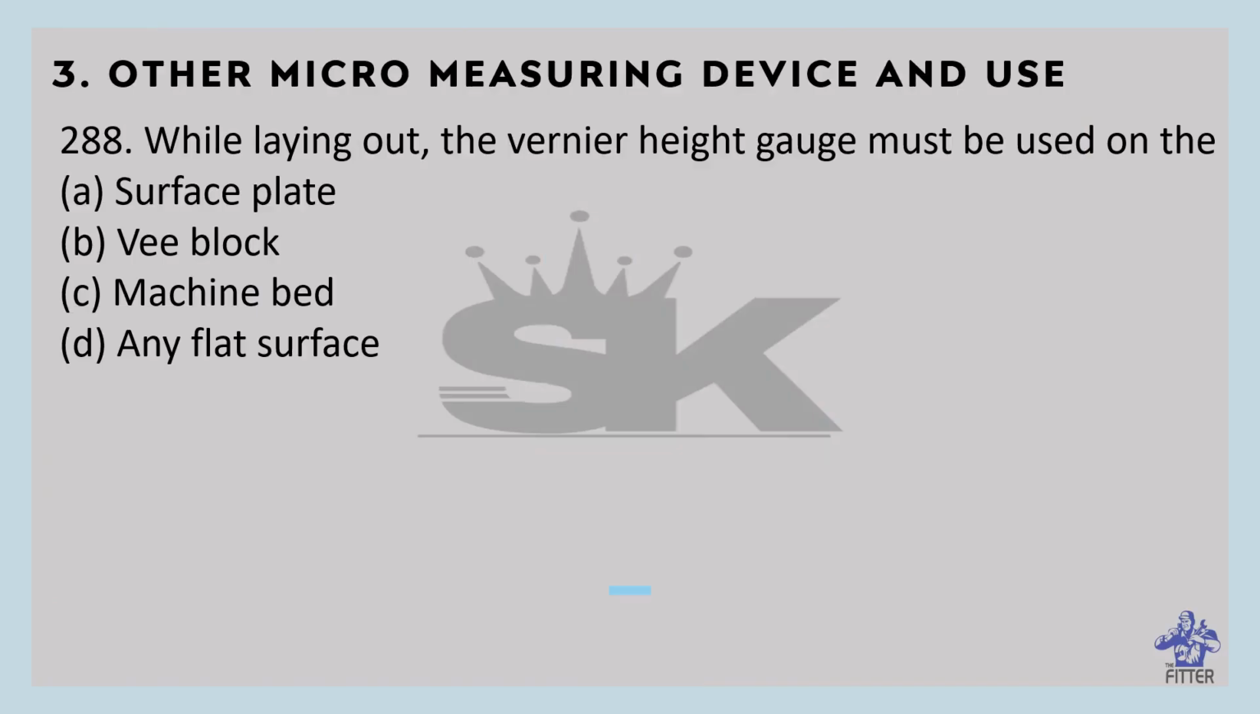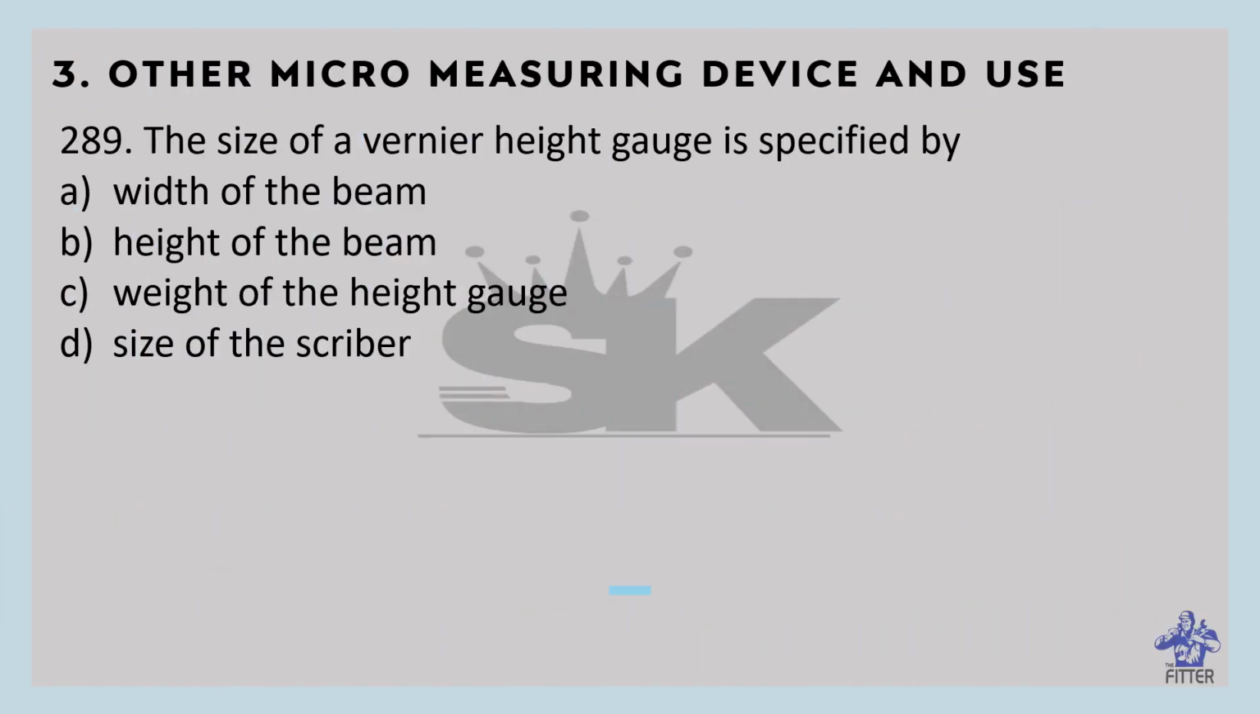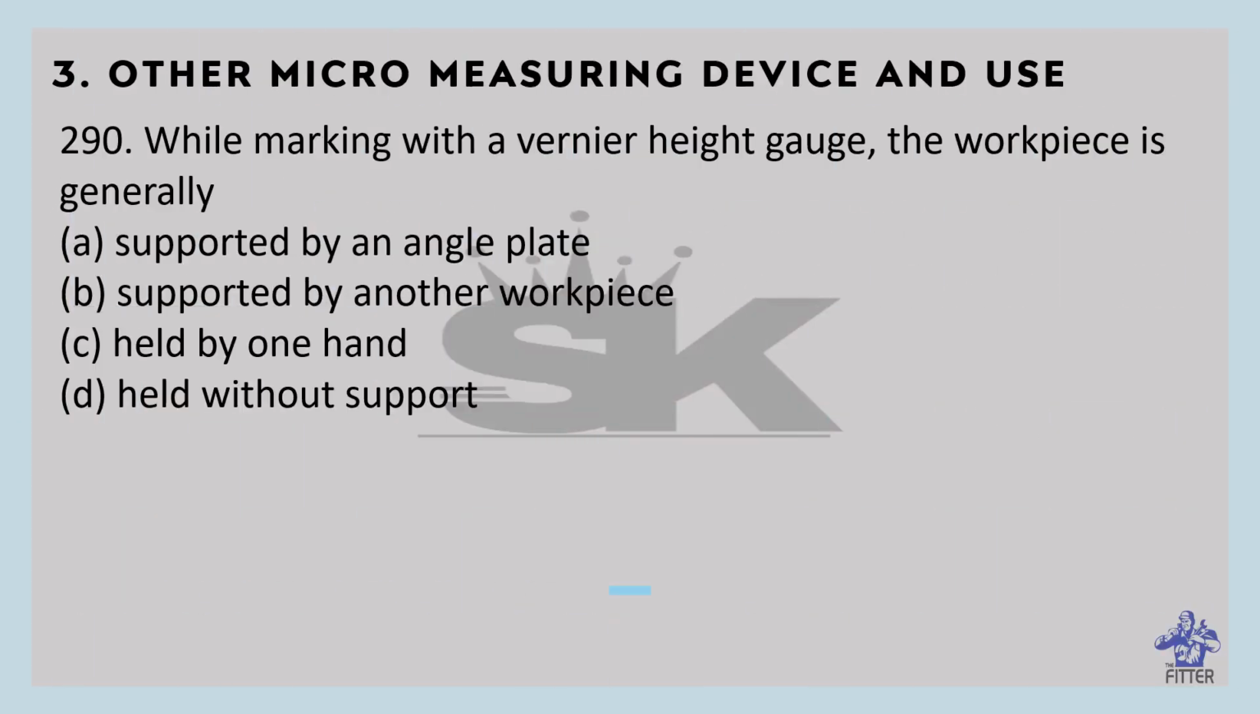While laying out, the vernier height gauge must be used on the surface plate. This is the surface plate. The size of a vernier height gauge is specified by the height of the beam. While marking with a vernier height gauge, the workpiece is generally supported by an angle plate.